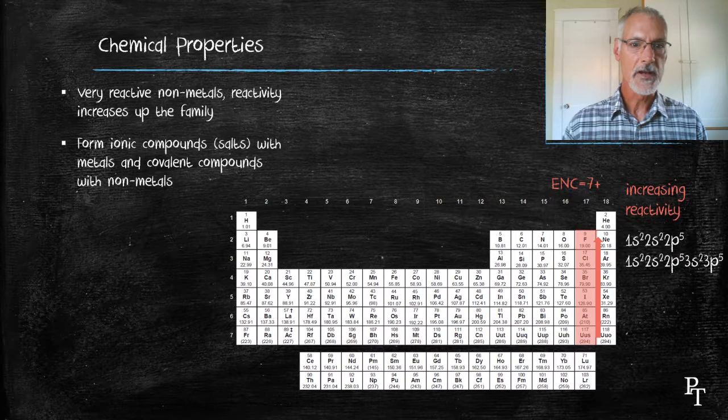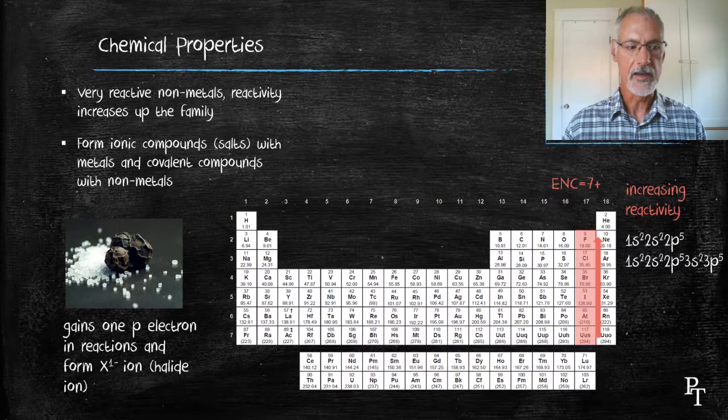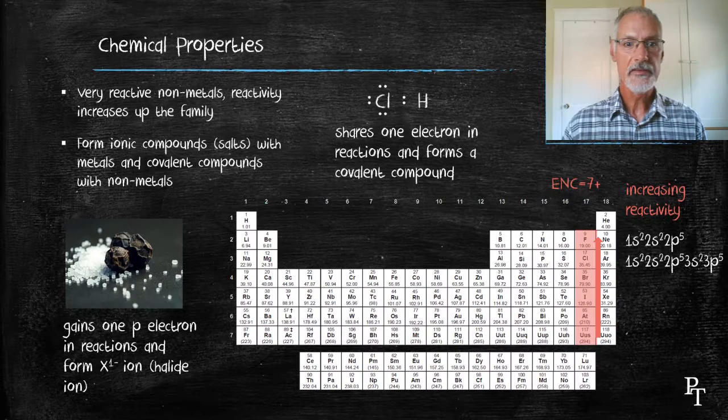As a result, they tend to form ionic compounds with metals and covalent compounds when they bond with nonmetals. Here again we'll use table salt as our example. It tends to gain a single p electron to have the configuration of a noble gas. Hence they tend to form X-1 ions. Here's an example of hydrogen sharing an electron with chlorine, two nonmetals, and this results in a covalent compound. In unit number 4 we'll take a closer look at electron dot diagrams and the difference between ionic and covalent compounds.